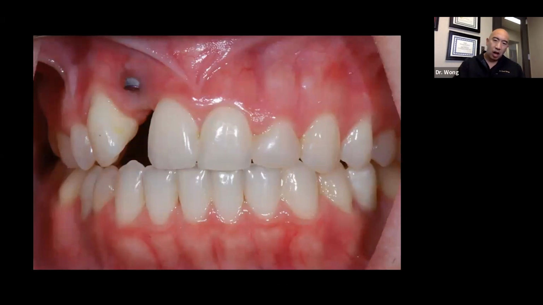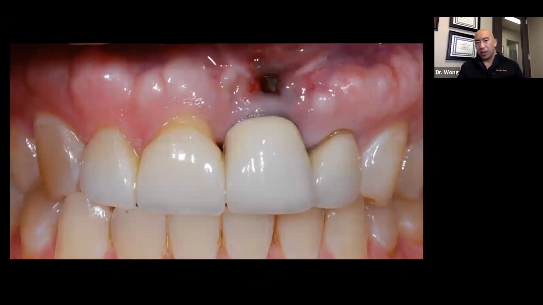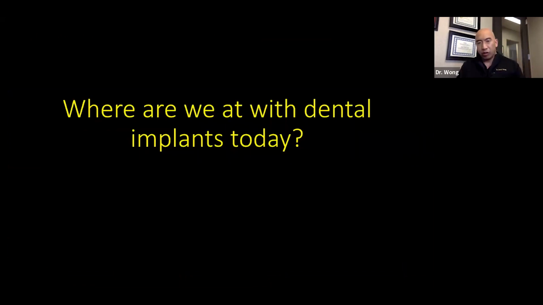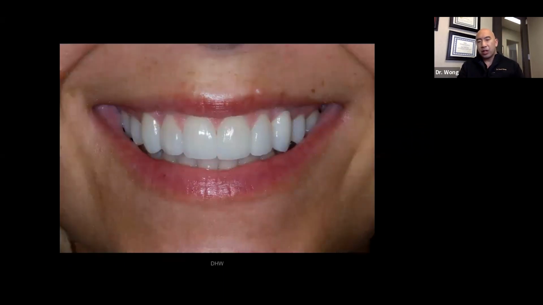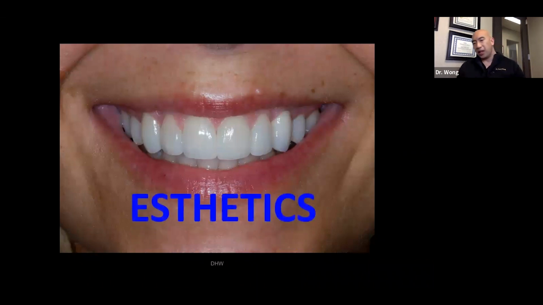So let's talk a little bit about implant site preparation today. That's really where we're going to go. The purpose of all that is, whenever we place our implants in the aesthetic zone, we want them to be as aesthetically pleasing as possible. And that's the goal here.